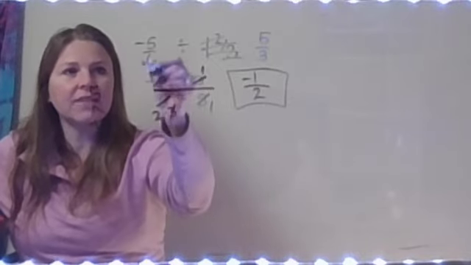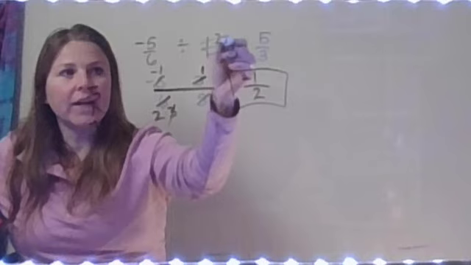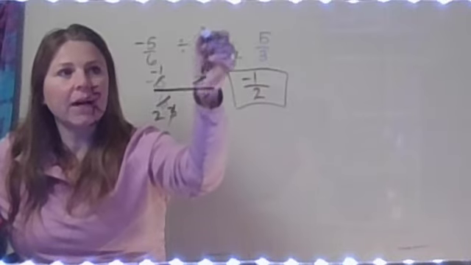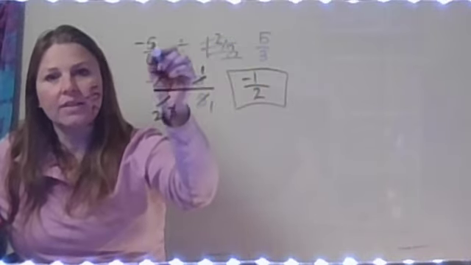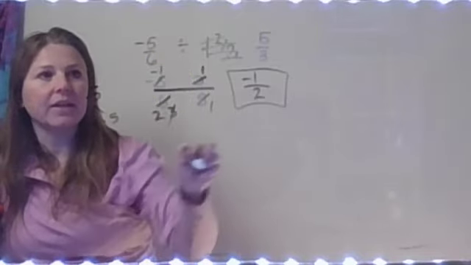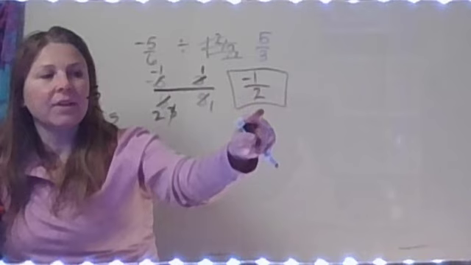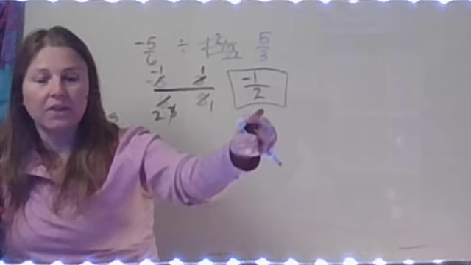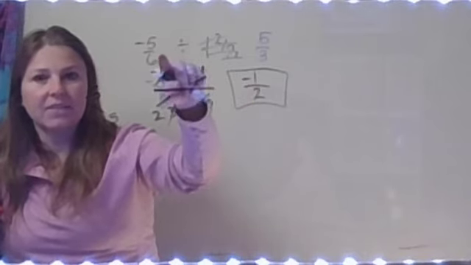So -5/6 divided by 1 2/3. If you're dividing by a number that's more than 1, this is going to be smaller. It's going to go in fewer times than that number is. So -1/2 is a smaller number than -5/6.